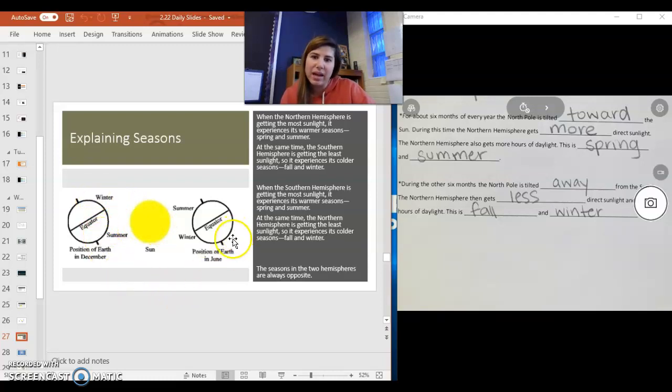Here's the opposite side of that. So it says position of Earth in June. You'll notice that the summer is being experienced in the northern hemisphere, and that's because the northern hemisphere is tilting toward the sun, receiving that intense, direct sunlight, and at this time the southern hemisphere experiences winter where the sunlight is less intense.